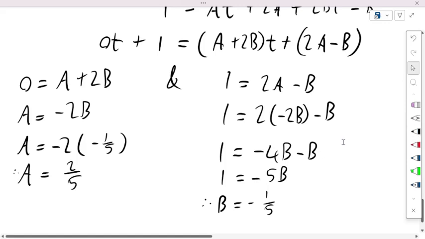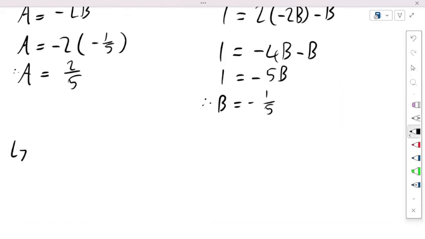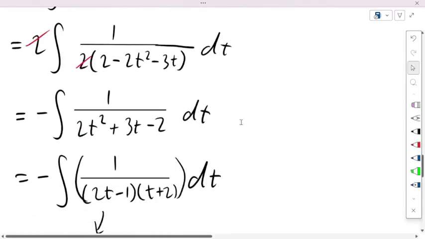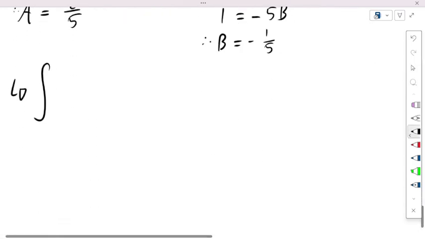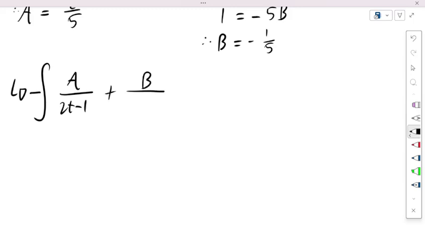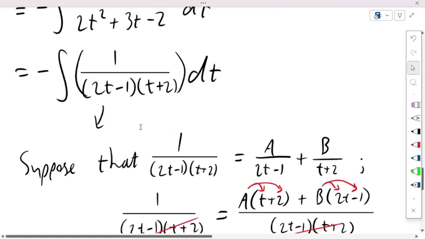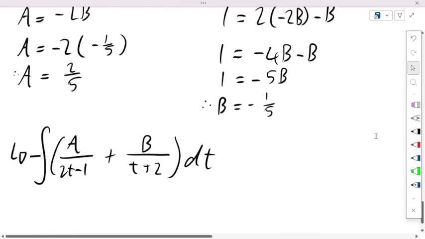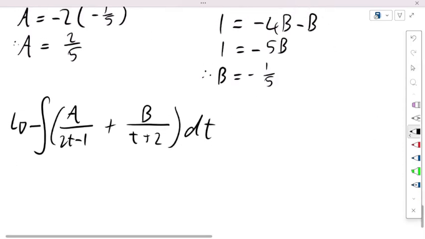Okay, so now that we know what our a and b are, we can plug it into our integral. Here we're going to have the integral of, was there any constant? I just need to remember. Okay, oh, there was a negative. So we're going to keep that negative here, remember. It's negative integral of a divided by 2t minus 1 plus b over t plus 2, which was our integrand that we had. Remember, we supposed that 1 over that is equal to all of this. So we're just doing the replacement, such that we know what our values of a and b are. So let's just do that.